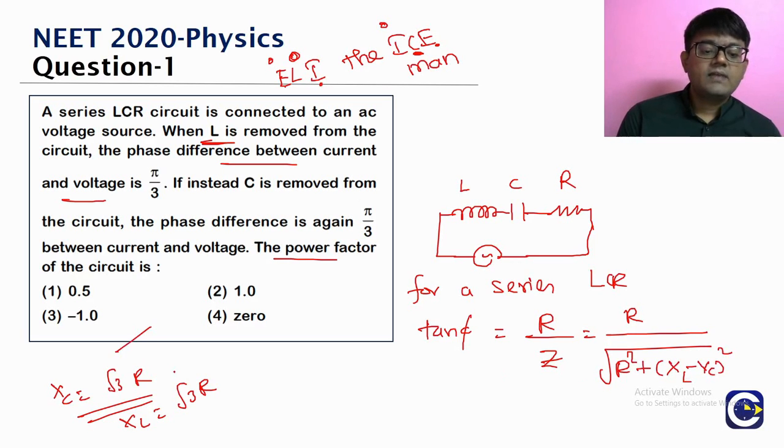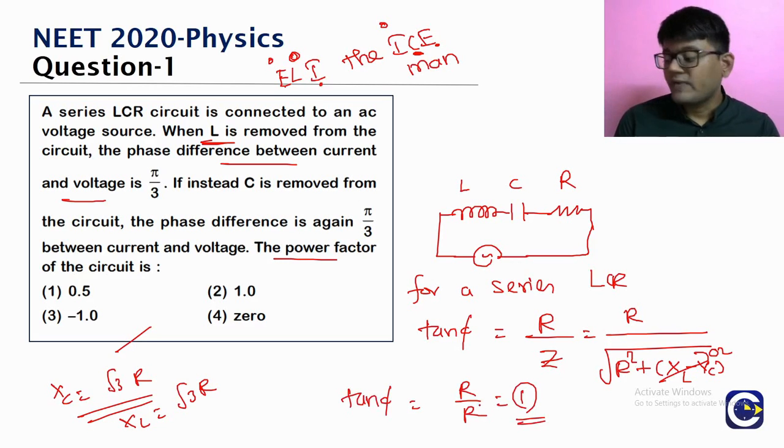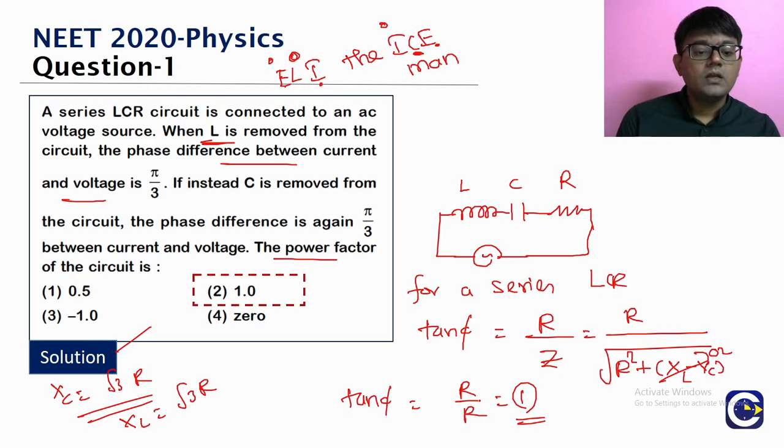But XL value is equal to XC, right? Means XL minus XC will be 0. So what is there inside the root now? R square. Root of R square is R. So tan phi, which is the power factor, will be equal to R by R, which is equal to 1. Clear? So the power factor value is going to be 1.